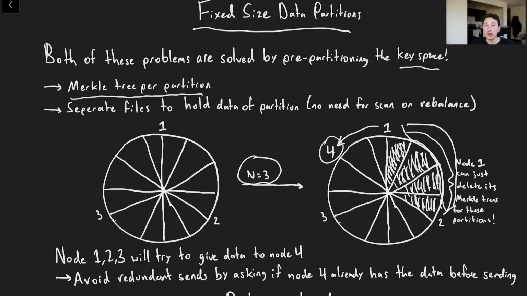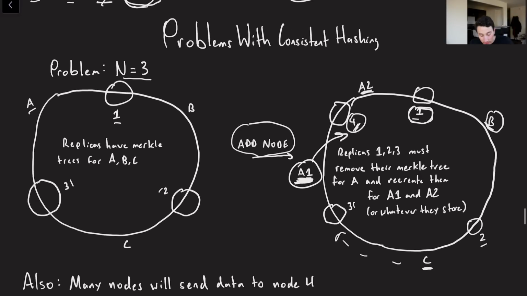So before actually sending all of that data to node 4, one quick optimization is every node will say, hey, node 4, do you already have this partition? And if so, I won't send it. So the gist is that pre-creating our partitions is really great. Previously over here, this whole range of A is 1 Merkle tree. And when A gets split in 2, now we have to kill that Merkle tree and recreate it into 2 pieces.